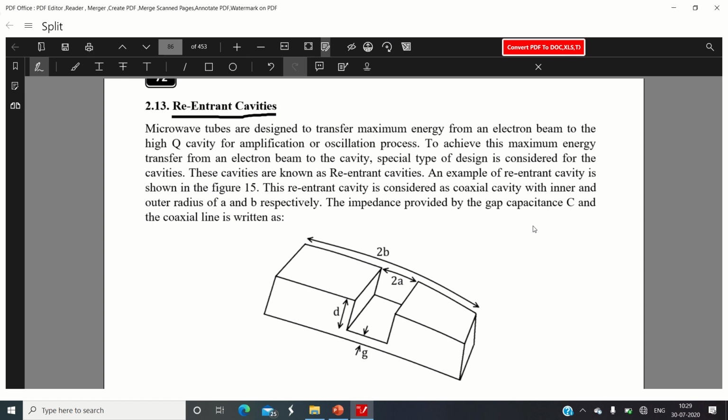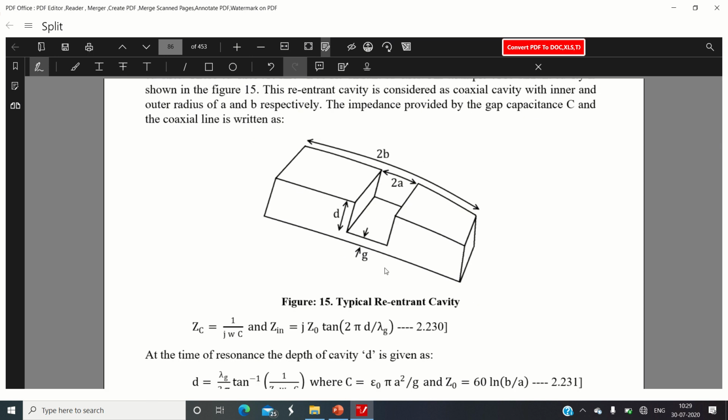So here what we are doing is we want to achieve maximum energy transfer from certain source to the cavity. So when the maximum energy is transferred to the cavity, it will start resonating at the highest power. In order to facilitate the maximum power transfer from a particular source, we need to design the cavity in a certain special way. So a typical configuration with which the cavity is constructed, we call it as a re-entrant type of cavity, and such an example of a cavity is shown in figure number 15.